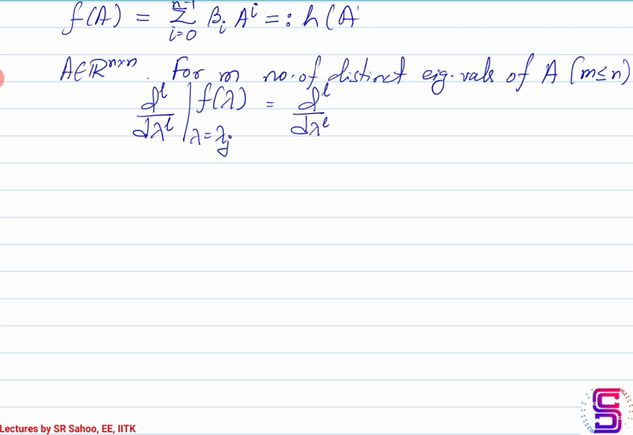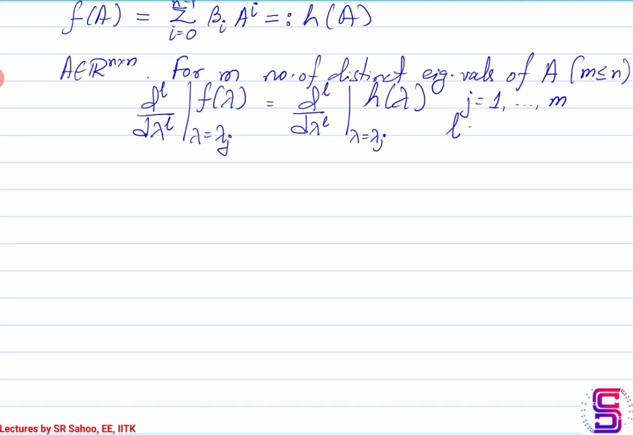I'm calling this h(A). Using this relationship, we will generate n number of polynomials. So j varies from 1 to m, and l varies from 0, 1 till nj minus 1, where we said that nj is the algebraic multiplicity of the jth eigenvalue.